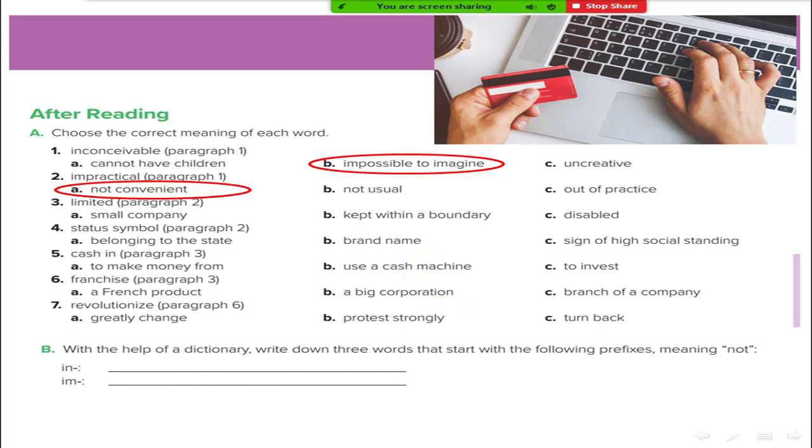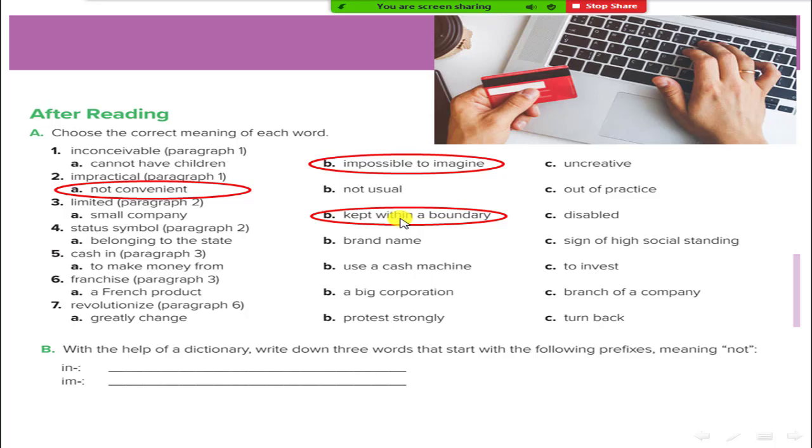And number 3. Okay, Yusuf Bakir. Limited in paragraph 2 means B. Kept within a boundary. Yes, kept within a boundary. يعني حد يضع حد. Okay, thank you.